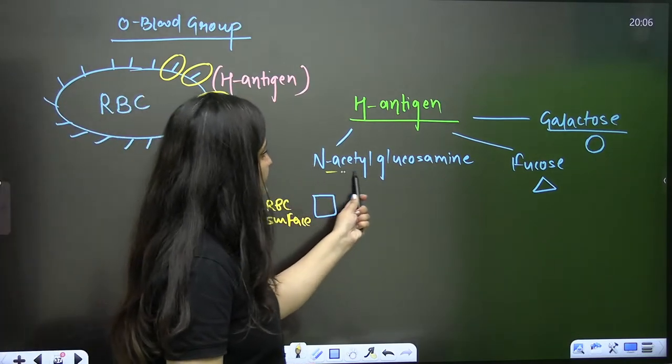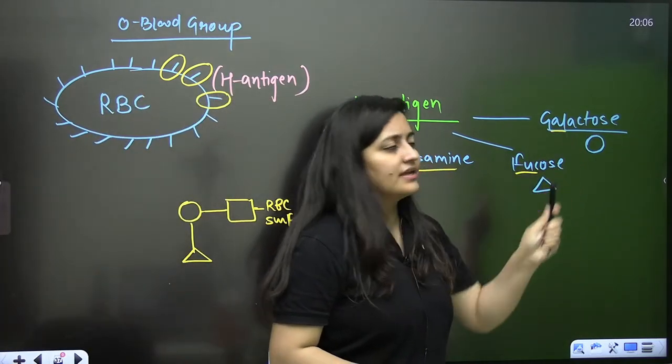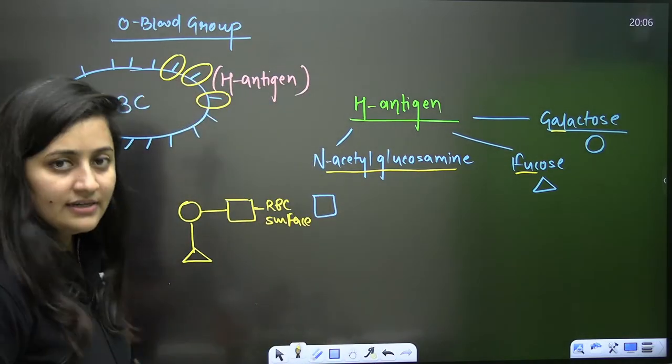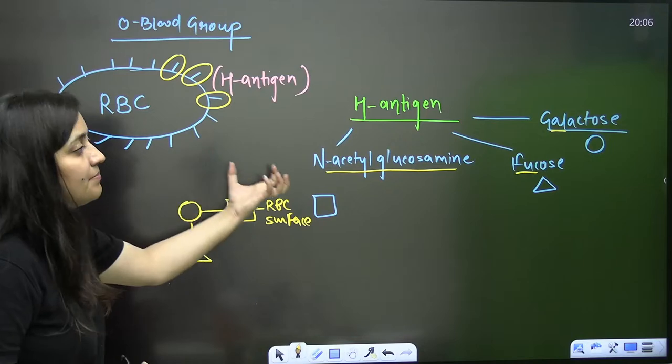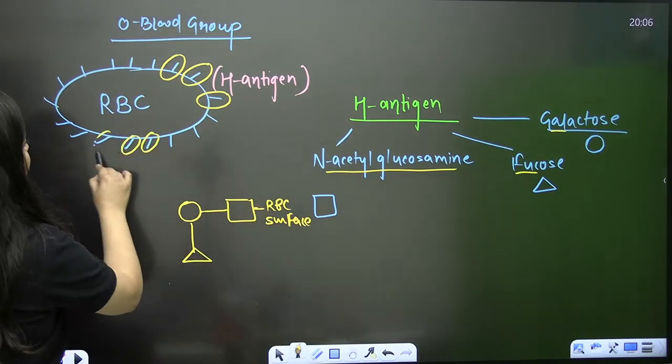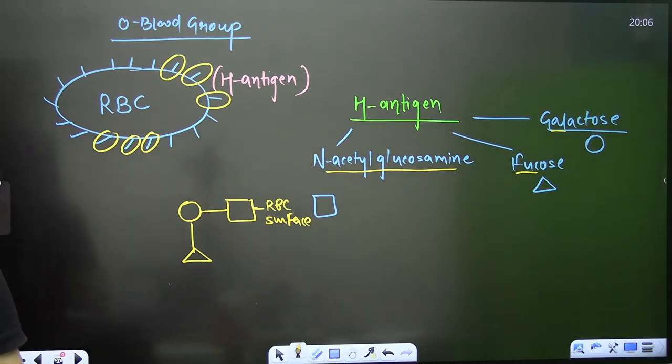It has the N-acetyl glucosamine, fucose, and the galactose. That's what it contains. Fine. So this is something basic. Your O blood group has this basic thing, the H antigen. Now, does this antigen affect whether we are positive or negative? No, Jyoti. It is not at all related to that part.